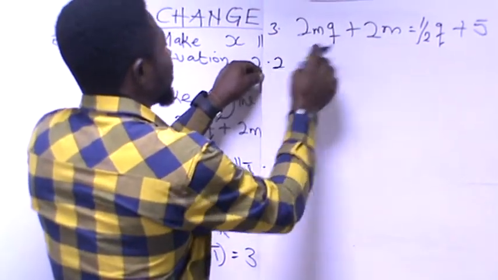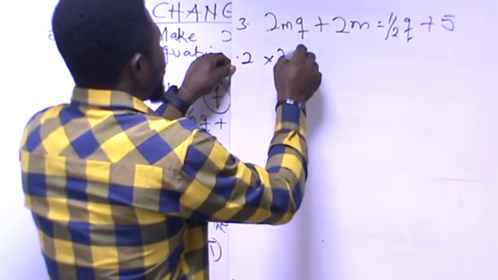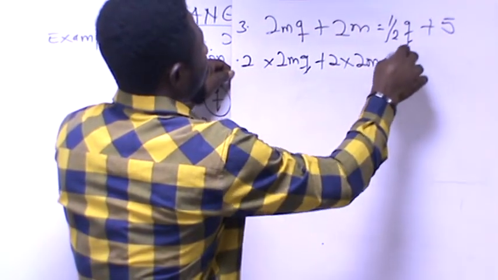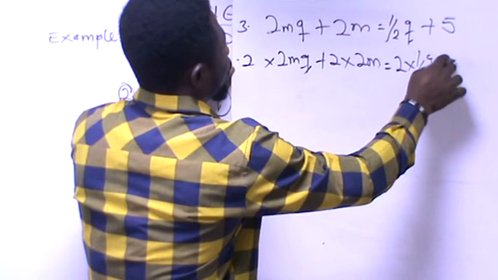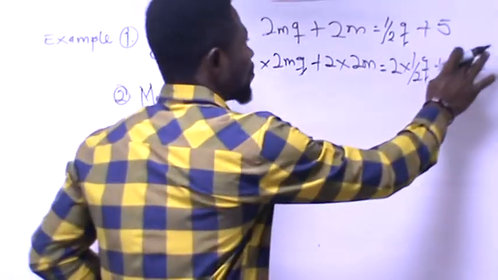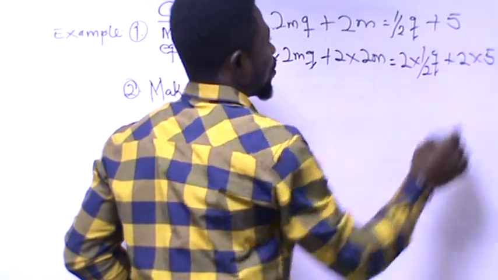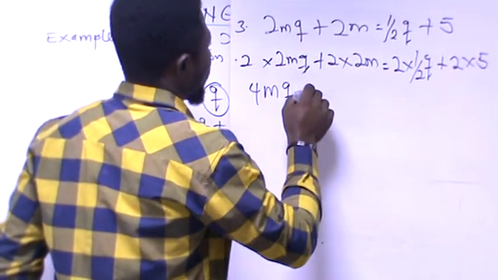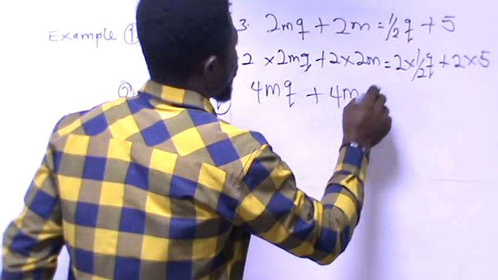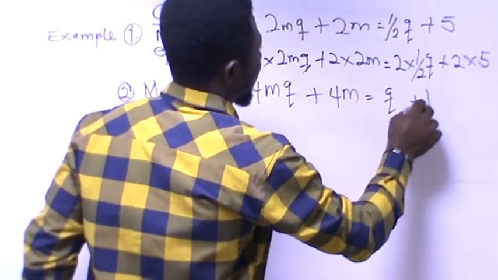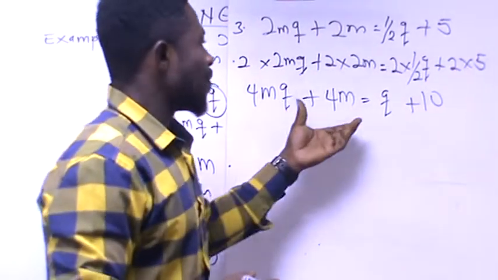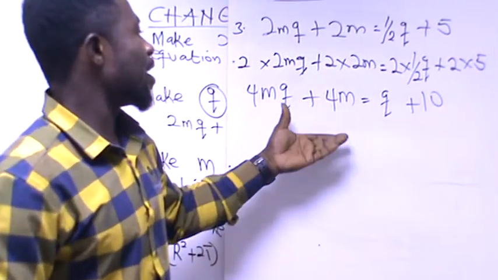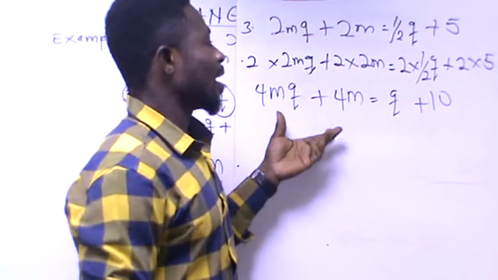We have 2, which is the LCM, multiplying 2mq plus 2 multiplying this 2m equals 2 multiplying 1 half Q plus 2 multiplying 5. Then we had here 4mq plus 4m equals Q plus 10. Now we want all the M to be at this side. We don't have M there, so the question has already grouped like M to itself.